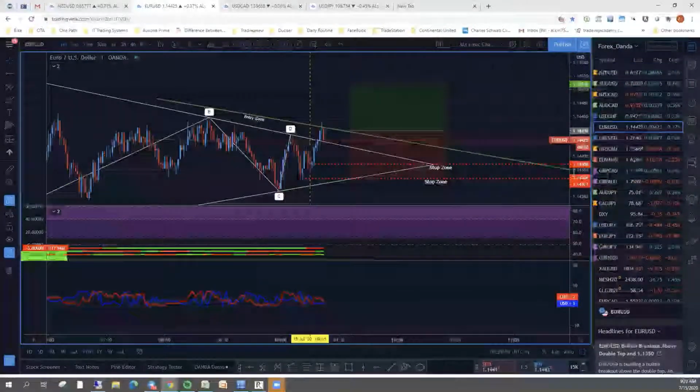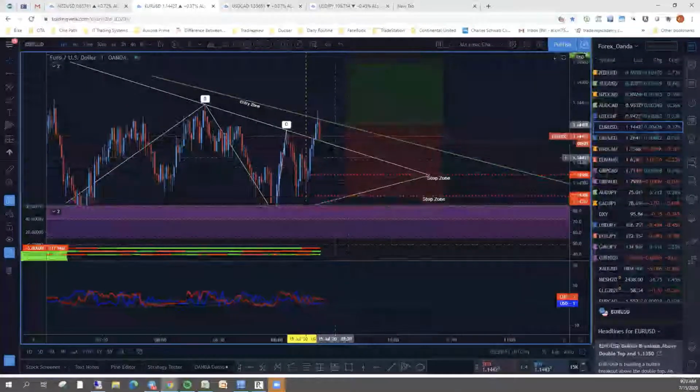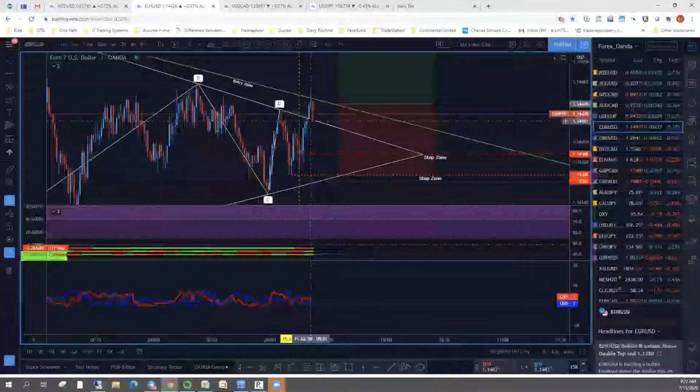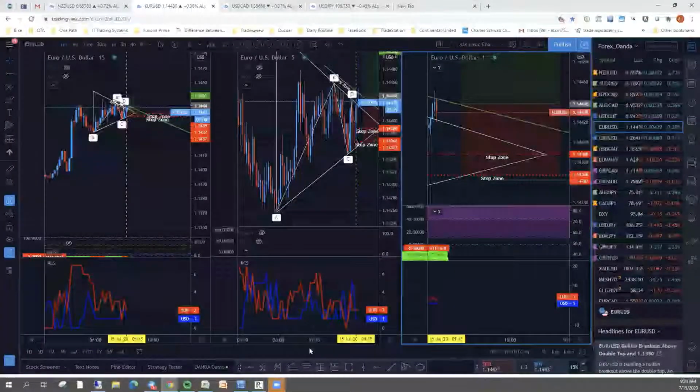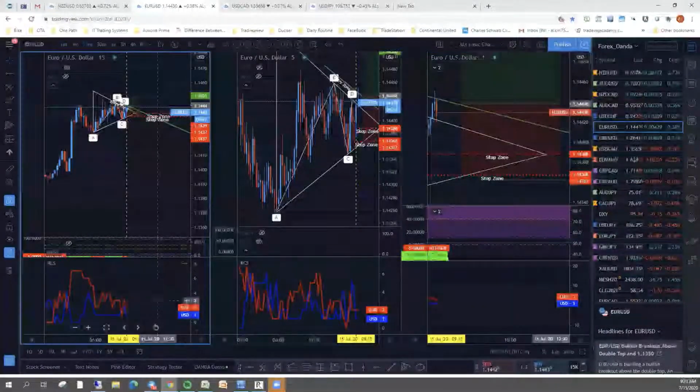If you enter 3 pips late or 4 pips late into a trade that's going 7 pips, you've already lost like half your potential profit. So it's really not worth it at that point.